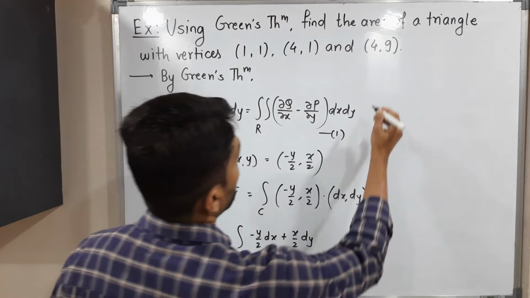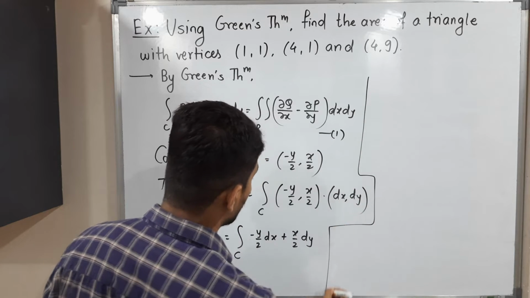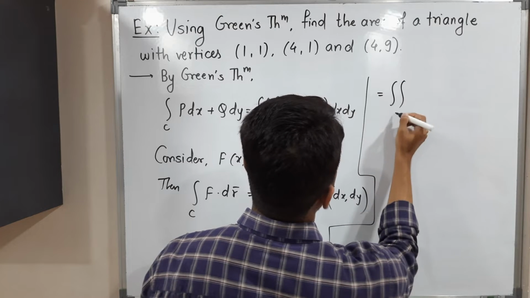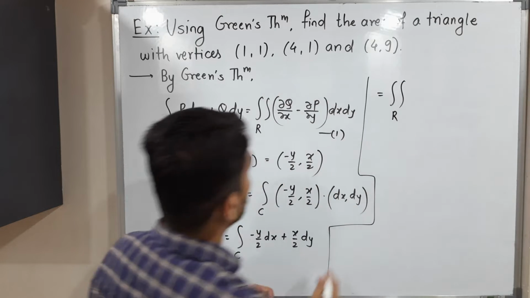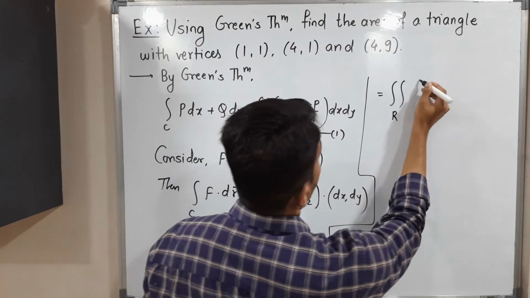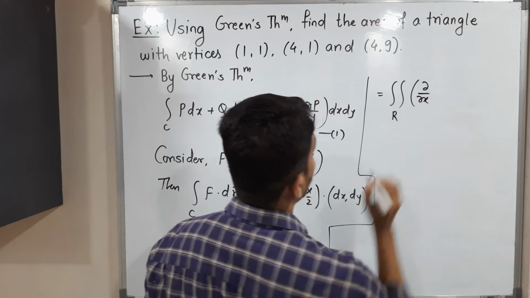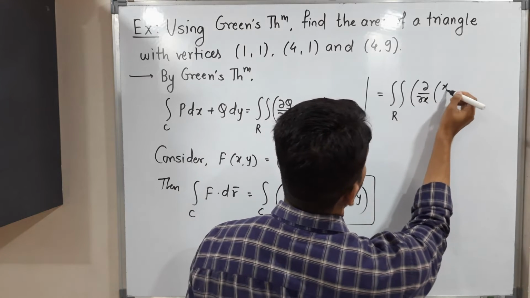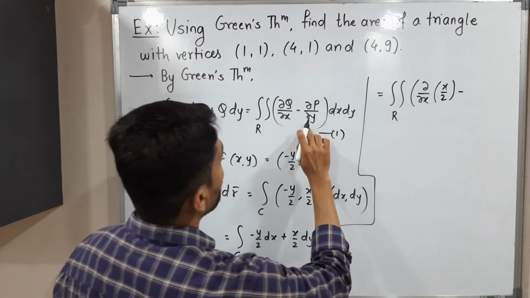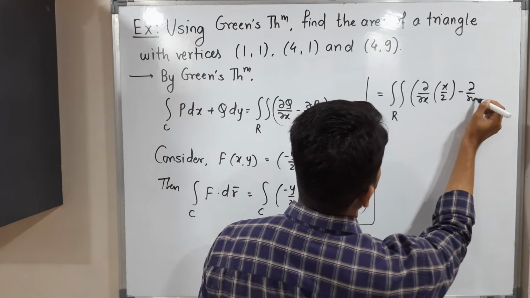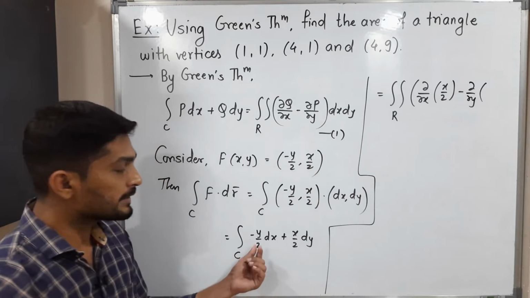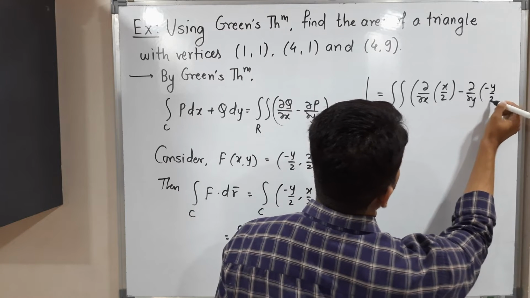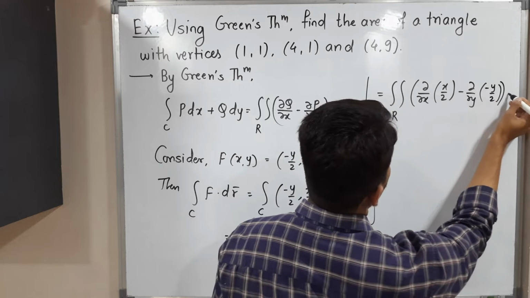Let me write here, since we have some space. By Green's theorem we can write this is equal to double integration over R of the partial derivative of Q. But what is our Q? Our Q is x by 2. So I should write here x by 2, minus the partial derivative with respect to y of P. But what is our P, the multiple of dx, that is minus y by 2, right? And after that we have dx dy.